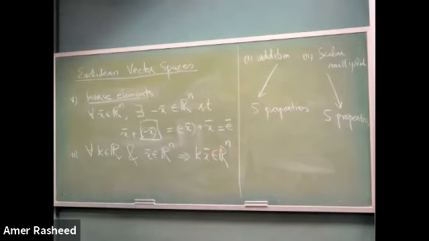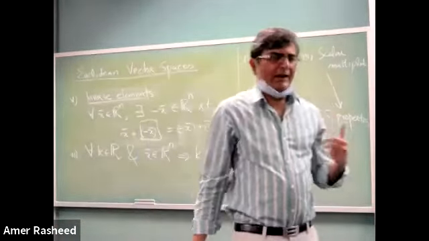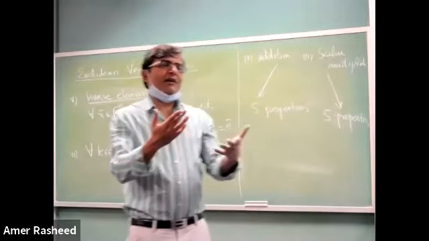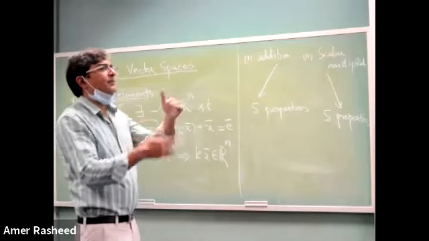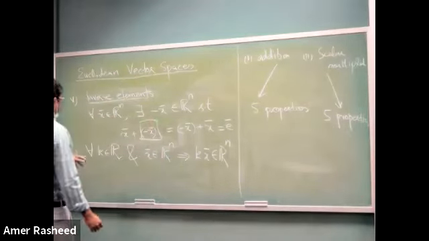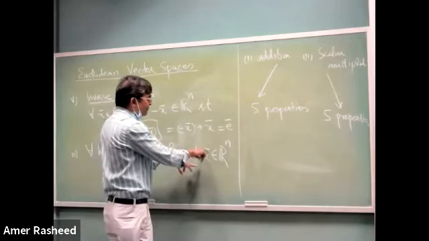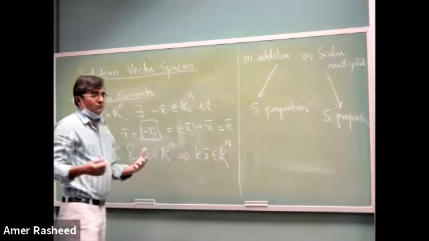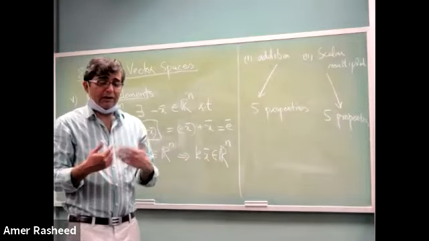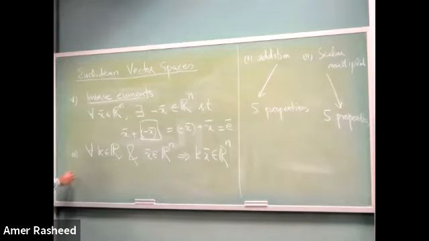This is again a closure law, now with respect to scalar multiplication. Earlier we saw the closure law with respect to addition: if you have two vectors, their sum also belongs to Rn. Now what is the closure law for scalar multiplication? If we have a scalar and a vector and we multiply them, their product should belong to Rn as well. This is the closure law with respect to scalar multiplication. If you have any question, you can ask me.